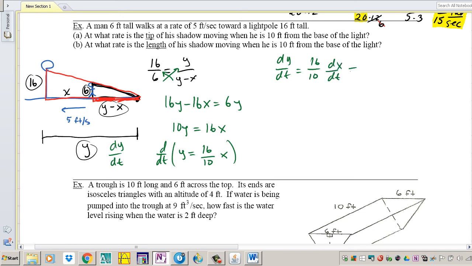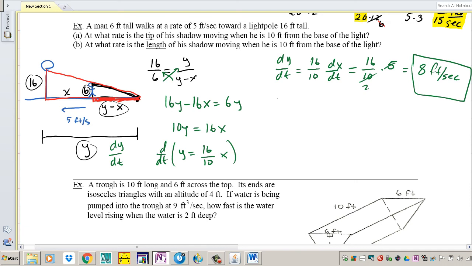Now dx/dt is given to us, so that's going to be 16 over 10 times 5, and that is the same thing as 8 feet per second. So when the man is walking towards the pole, the tip of his shadow is moving at 8 feet per second. That is letter A.